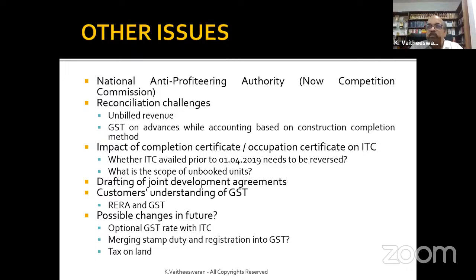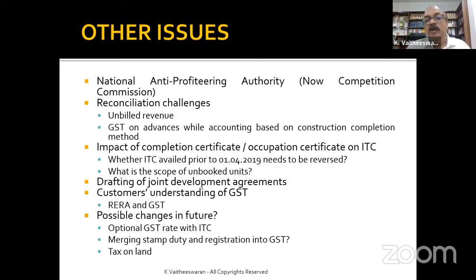But that 5% model was simply replicated to construction, saying that you all charge 5%, without understanding that there is a case for an ITC, because even though you're saying I'm benefiting the customer, your selling price goes up because cement is at 28%, straight cost. Your biggest chunk is cement. So one view going forward is there must be an optional GST rate with ITC.